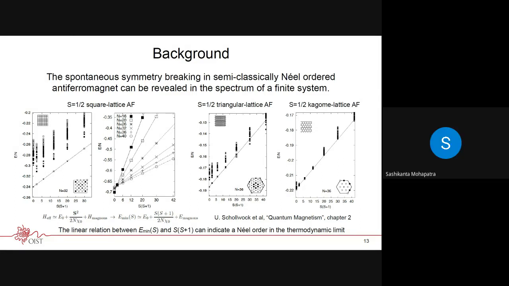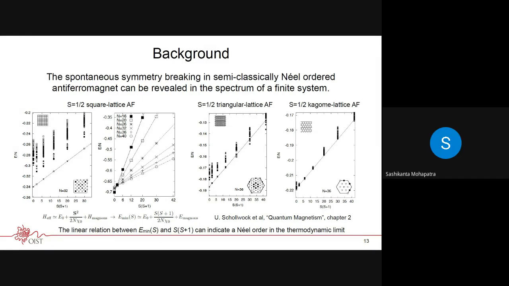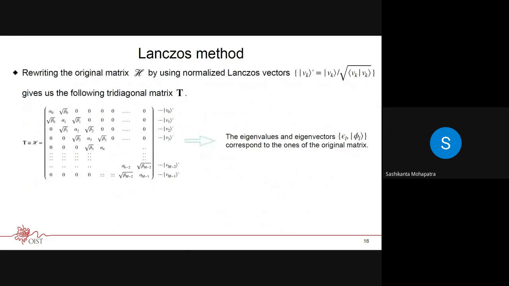Can you ask from online? Shashikant Mohammed, please ask your question. Thank you for the beautiful talk, sir. I have a few questions. The first is when we have to construct the wave function in the original basis from the Lanczos vectors. These Lanczos vectors give the exact answer only for the ground state or a few excited states. So how can we construct the original wave functions in the original basis?